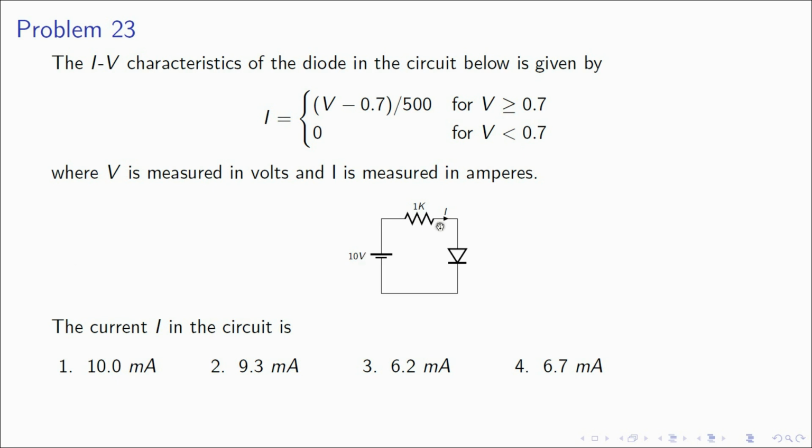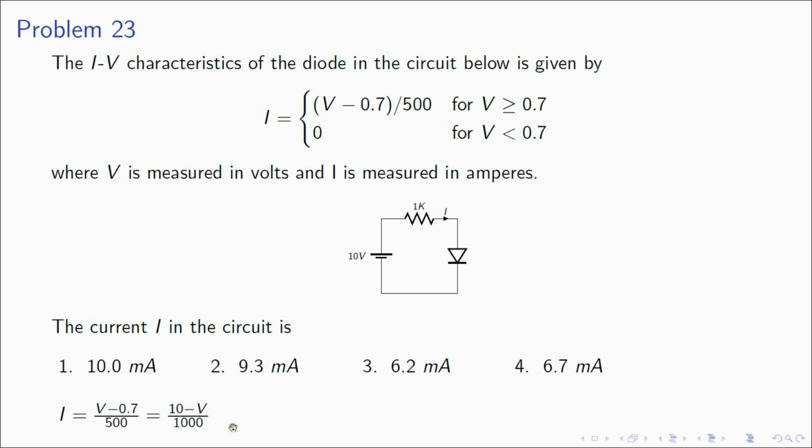So here you can apply Kirchhoff's law. Normally we have to decide whether to use this formula or this one, but in all these options I can see that the current is non-zero, so I can just drop this and apply this one. If the voltage drop across the diode is V, then the voltage drop across this resistor is 10 minus V, so the current here and the current here have to be the same. So this is (V minus 0.7) by 500, and the current in the resistor is this voltage by the resistance, that's 1000.